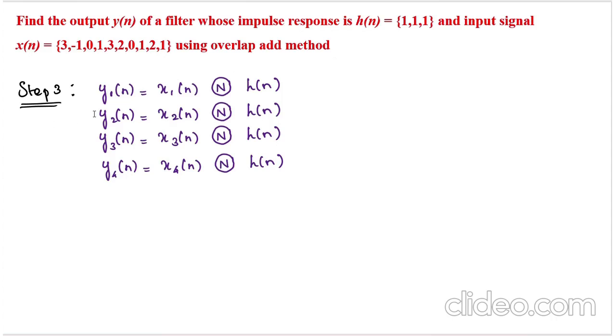First y1 of n, y2 of n, we have to calculate these 4 y of n's. In order to calculate y1 of n, you will do x1 of n circular convolution with h of n. For y2 of n, x2 of n circular convolution with h of n. For y3 of n, x3 of n circular convolution with h of n. And finally, to get y4 of n, you will circular convolute x4 of n with h of n. So now let's see how to circular convolute these.